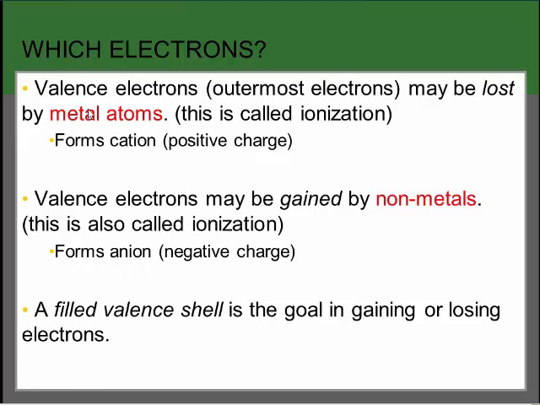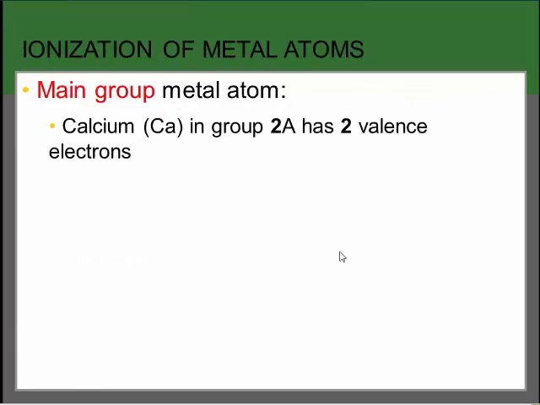And so when metal atoms lose electrons or nonmetal atoms gain electrons, the goal for both is to have a filled valence shell. Typically that means 8 electrons in the valence shell. So that helps us then decide how many electrons an atom will gain or lose.